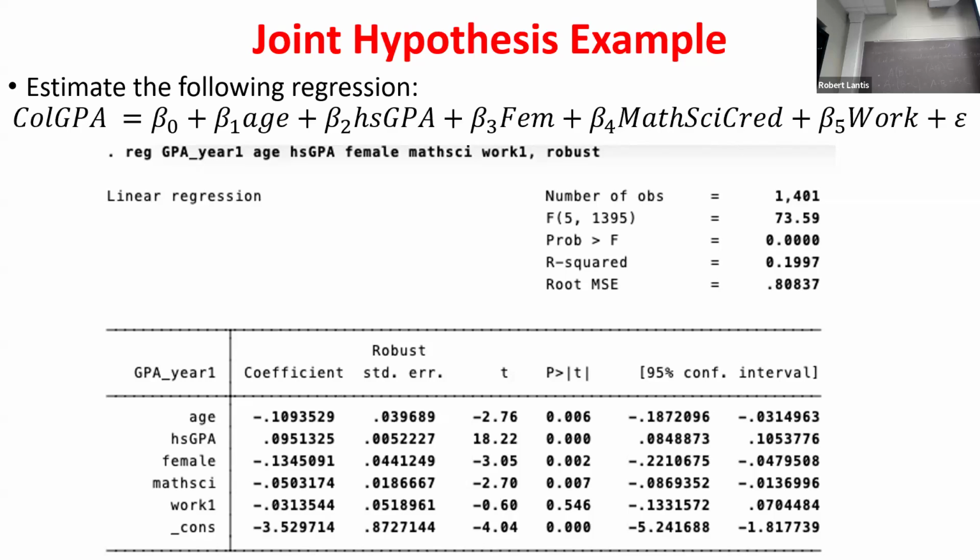So I've got the number of math science credits and then a 1-0 variable for whether or not they worked, right?